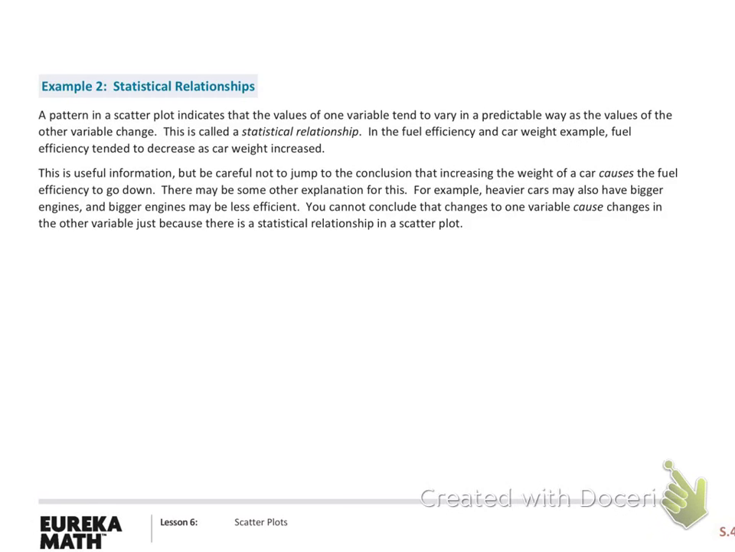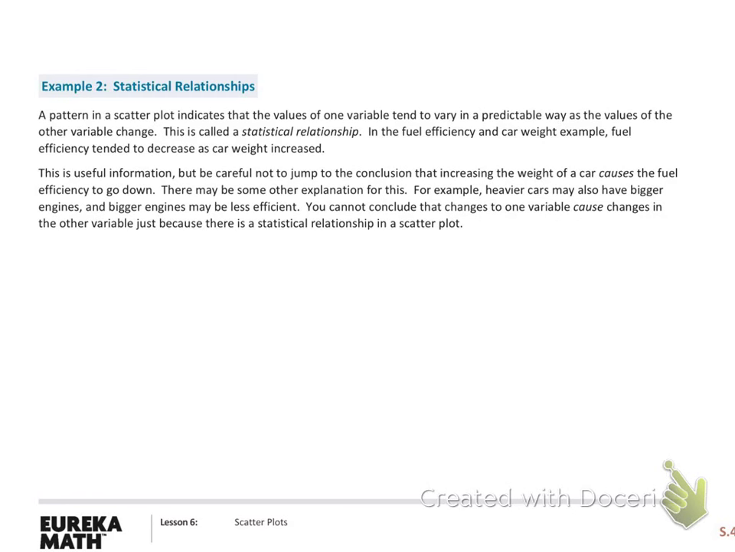Okay, this next example points out something important about interpreting these types of scatter plots. Okay, so let's just read it. A pattern in a scatter plot indicates that the values of one variable tend to vary in a predictable way as the values of the other variable change. This is called a statistical relationship. So with fuel efficiency and car weight, fuel efficiency tended to decrease as car weight increased. This is useful information, but we must be careful not to jump to a conclusion that increasing the weight of a car causes the fuel efficiency to go down.